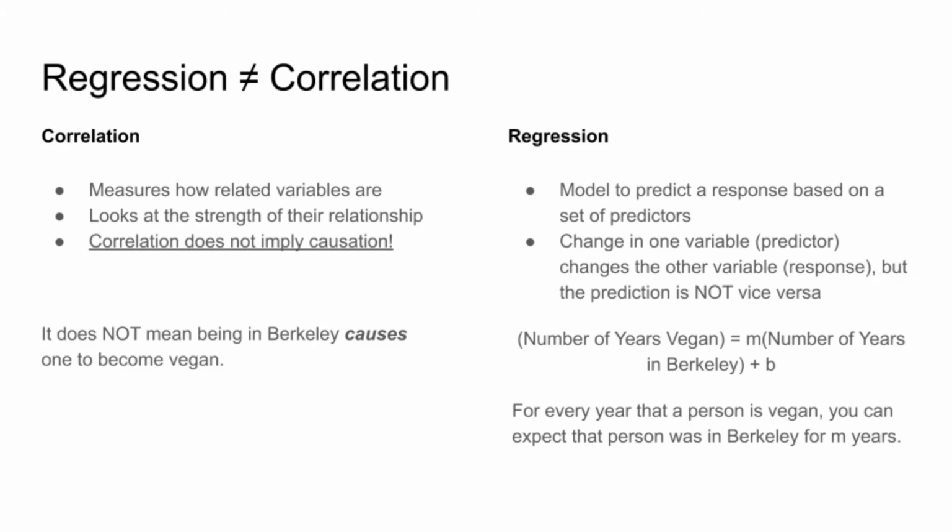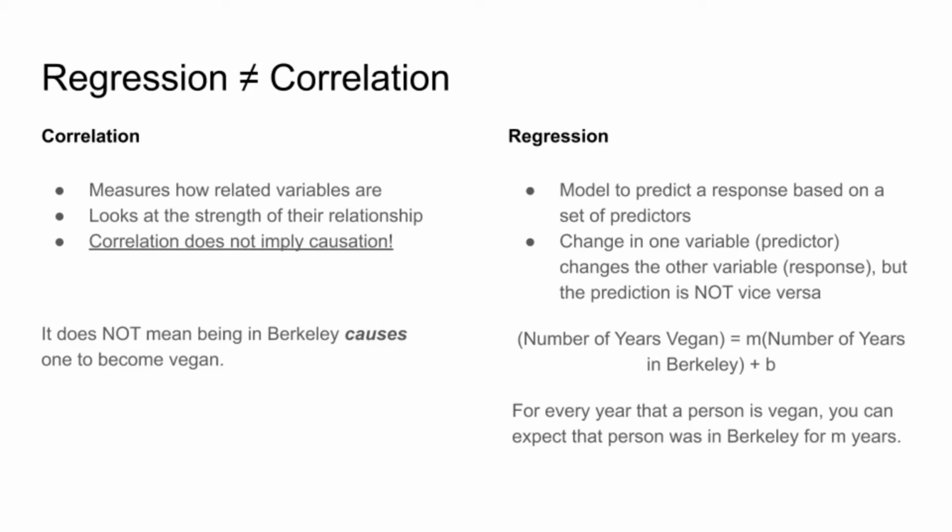But I just want to clarify that regression and correlation are not the same. Correlation measures how related variables are. It measures the strength of their relationship. And it's important to remember that correlation does not imply causation. That will come up forever and ever, so it's important that you get that down now.